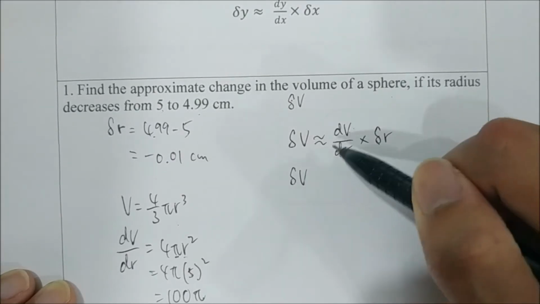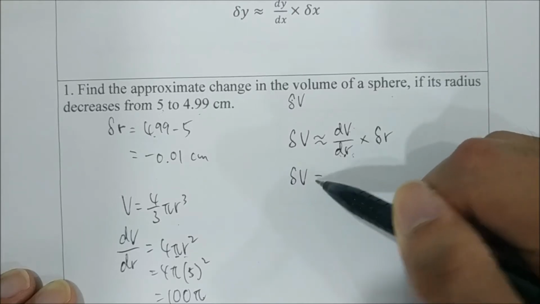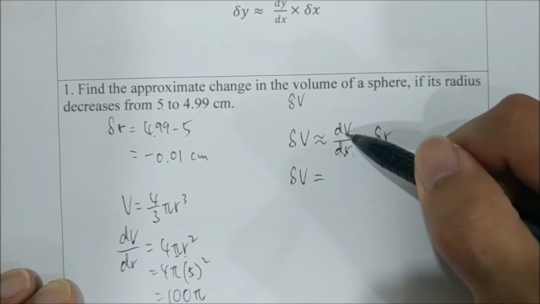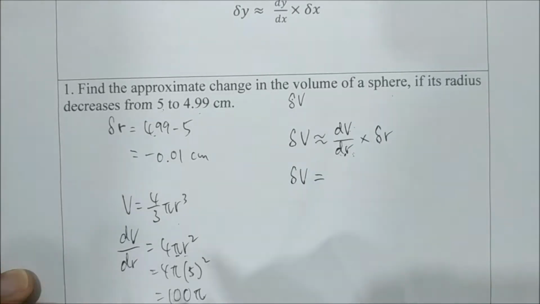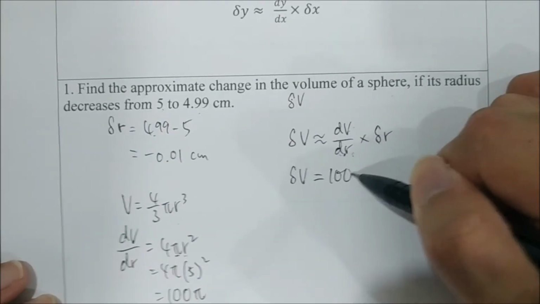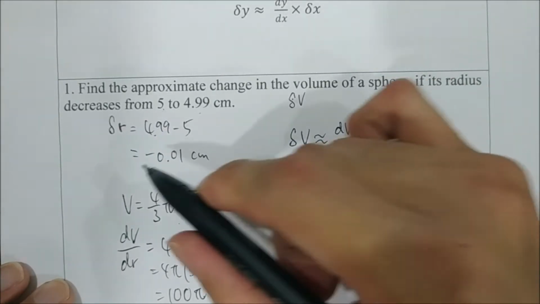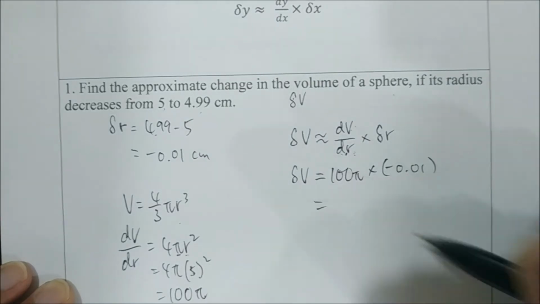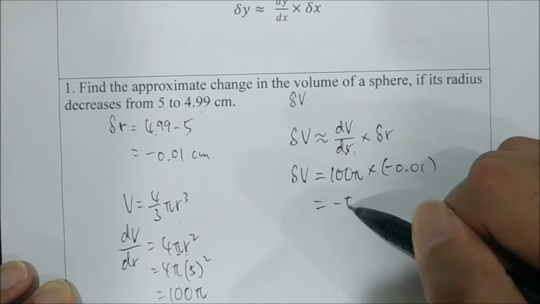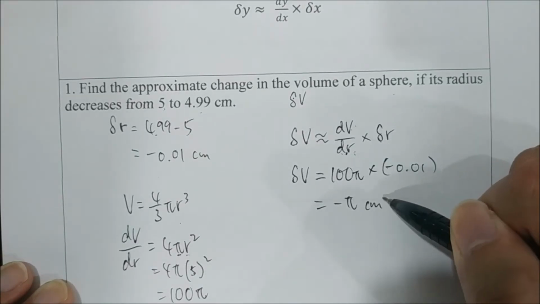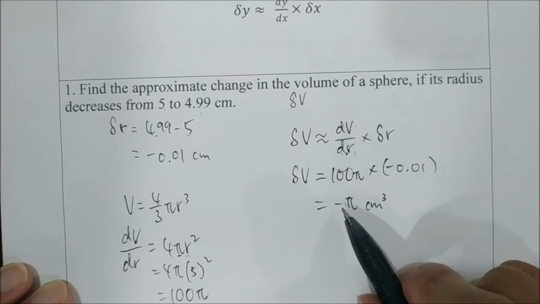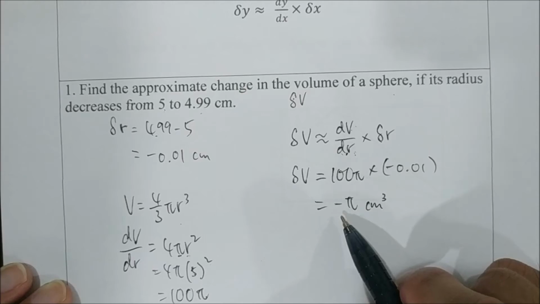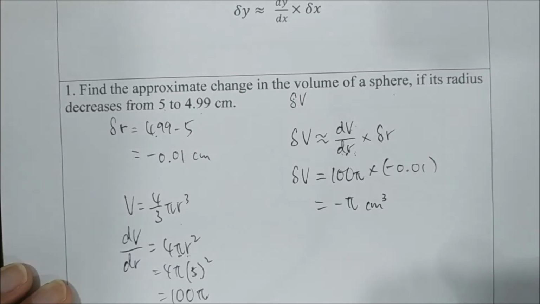Then we substitute the values inside. So delta v approximately equals, here it actually means equals, dv/dr, which is 100 pi, times delta r, which is negative 0.01. Hence you get negative pi centimeter cubed. And negative here of course means the volume decreases by pi centimeter cubed.